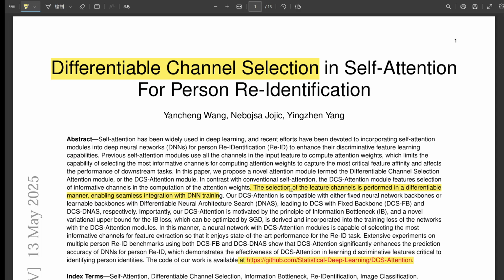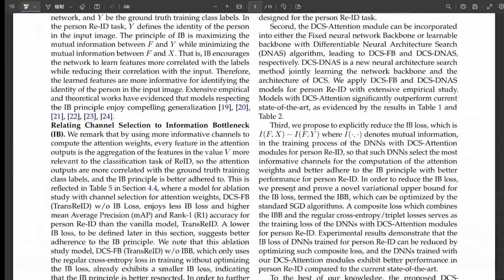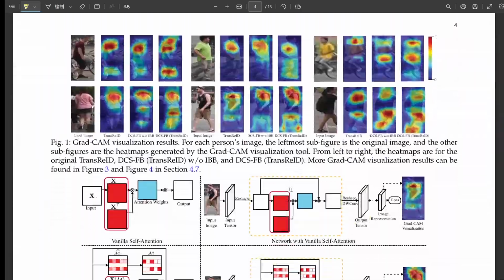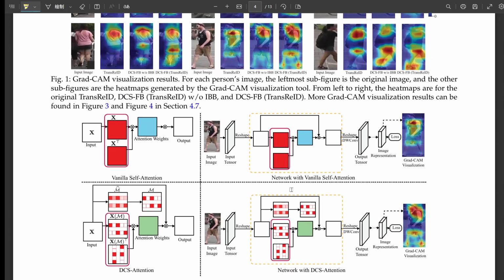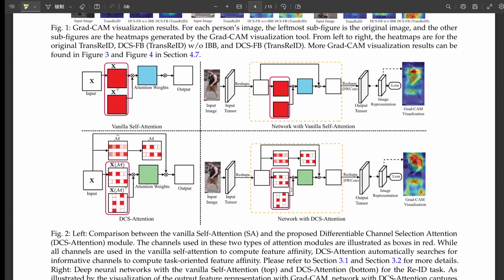The paper actually has figure 2, that shows this visually. Okay, figure 2. We'll link that in the description. It shows how DCS-Attention uses a much sparser set of channels compared to the standard approach. It's this learned selectivity that's key for the re-ID task.